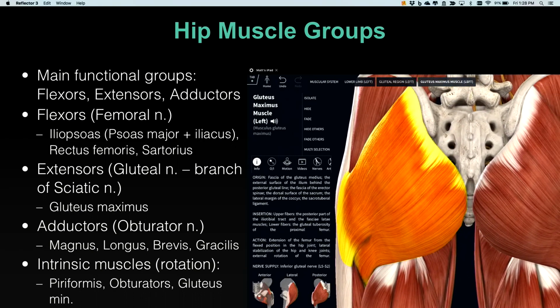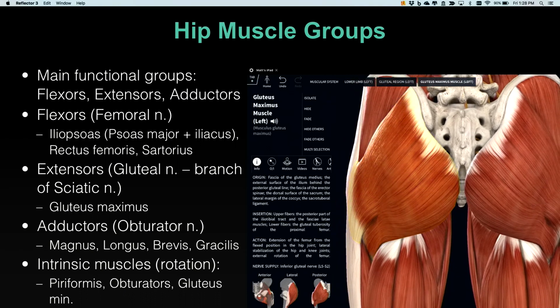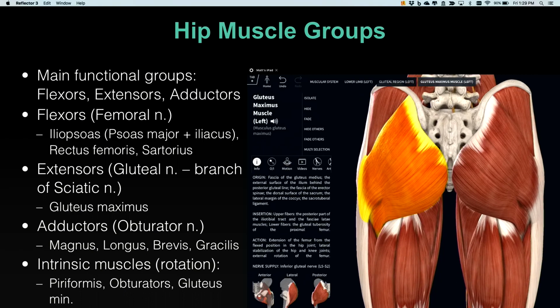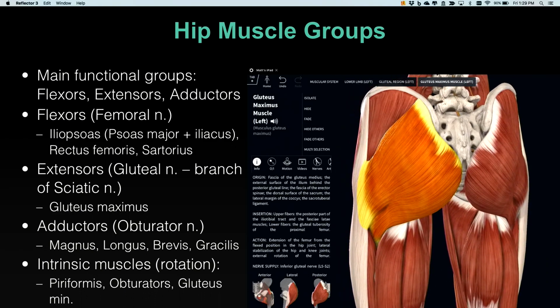So gluteus maximus, easy to remember, its innervation is the gluteal nerve. Always easy when the nerve names are the same as the muscle names. What else? Some of the knee flexors will also extend the leg because, like the quadriceps, some of the heads span two joints, but I'm holding off because that's not their primary action. This primary action, extension of the hip joint, will be gluteus maximus.